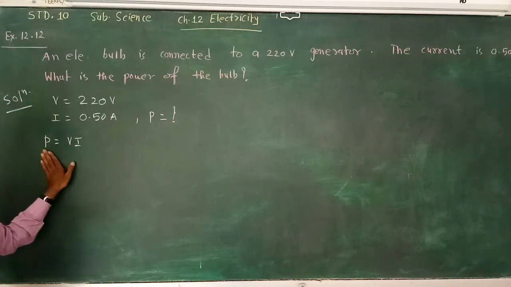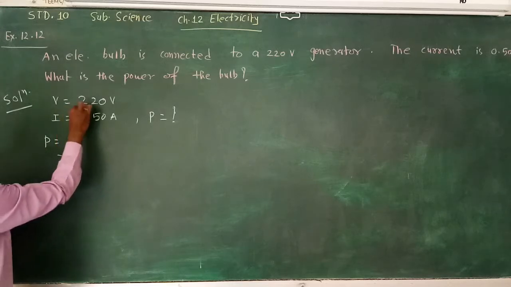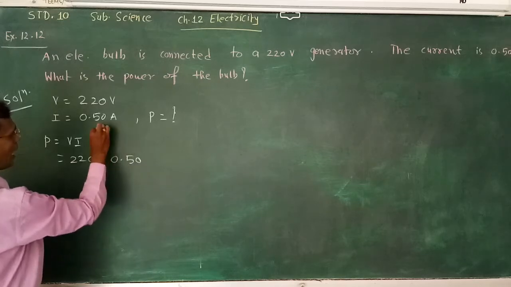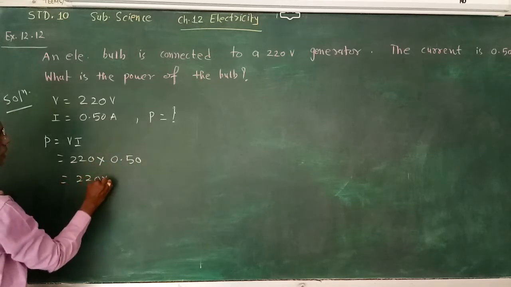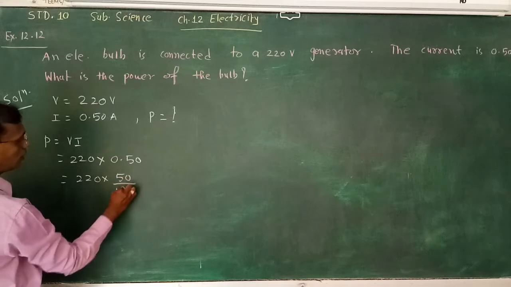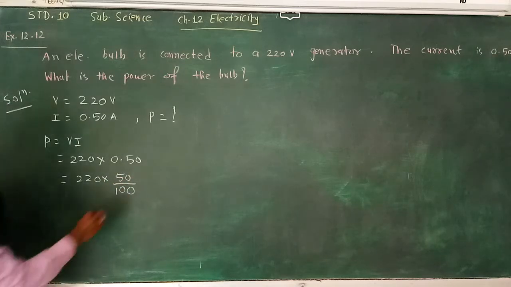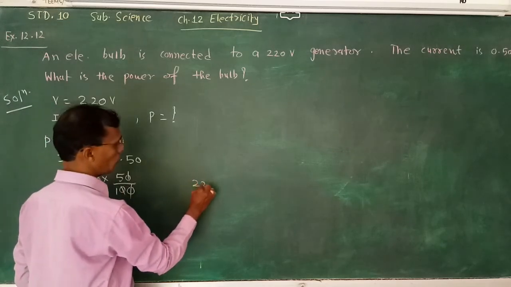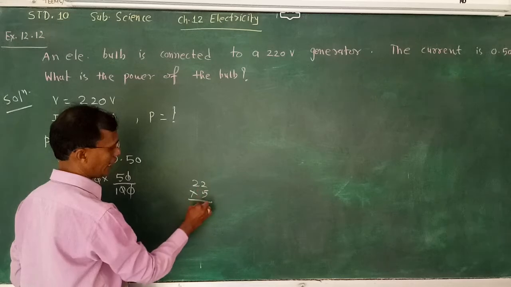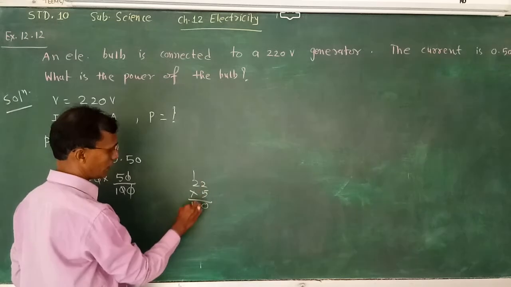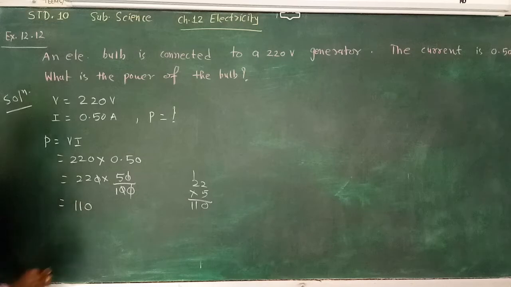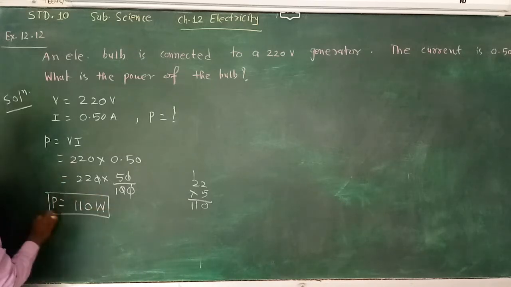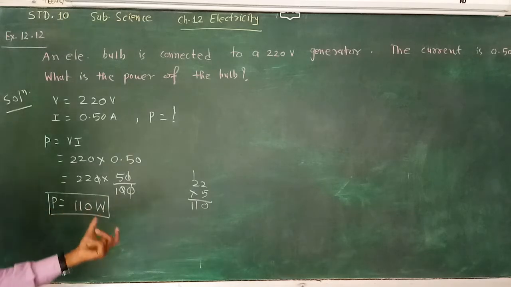So as you know, P is equal to VI. So P is equal to 220, current value 0.50 ampere. So 220 multiplied by 50 upon 100. Zero cut, this zero cut. 22 multiplied by 5: 2 fives are 10, and 2 fives are 10 plus 1, that is 11. So 110. Power is measured in watt. So the value of the power is 110 watt.